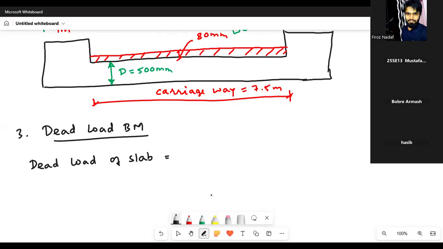into the density of the concrete. The density of the concrete you can take as 25 kilonewton per meter cube, or you can take it as 24 kilonewton per meter cube. Again, it depends. So 0.5 into density of the concrete, I will take 24. So this is coming as 12 kilonewton per meter square.